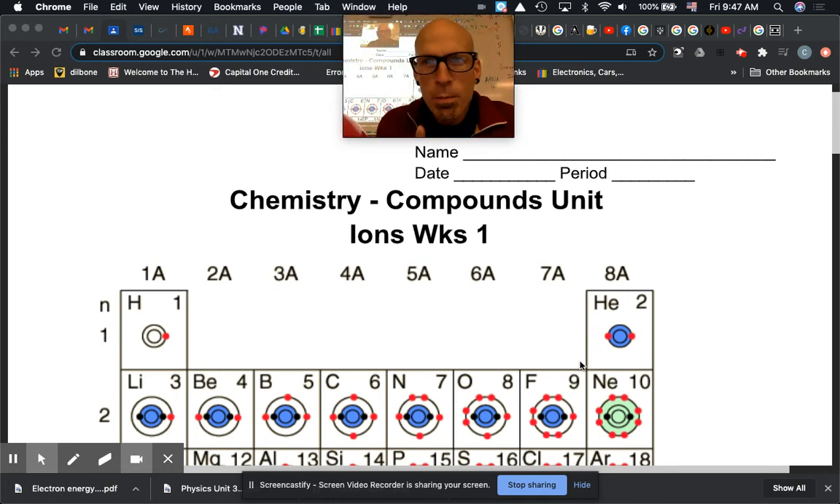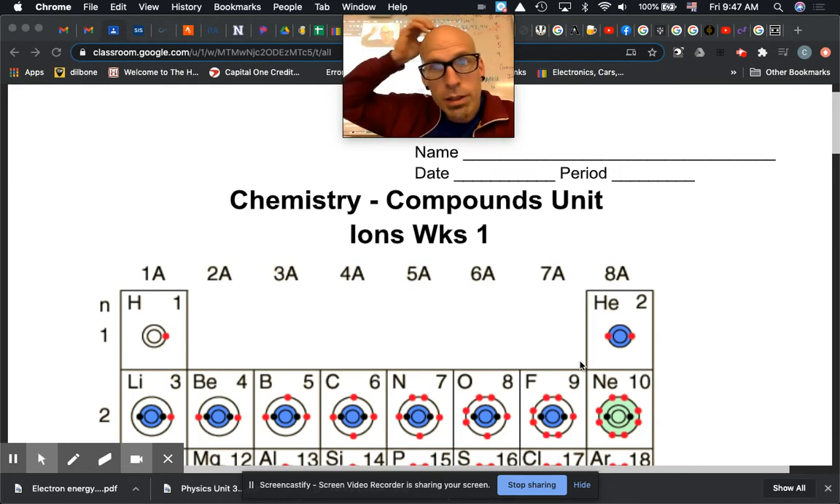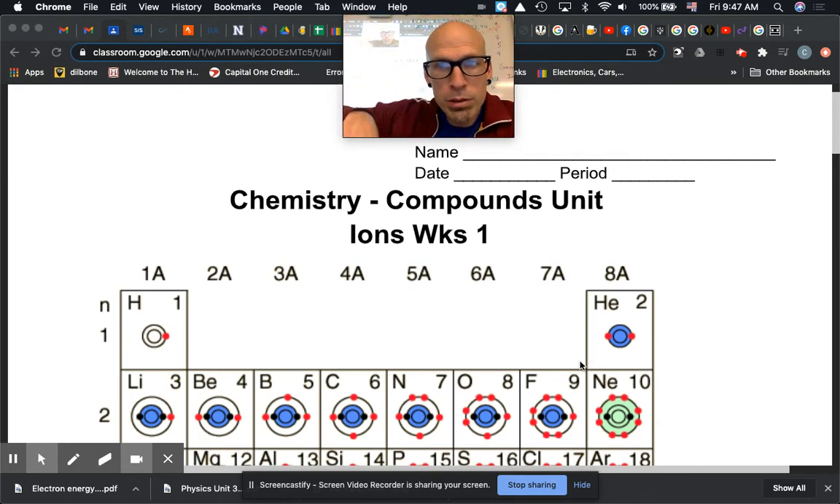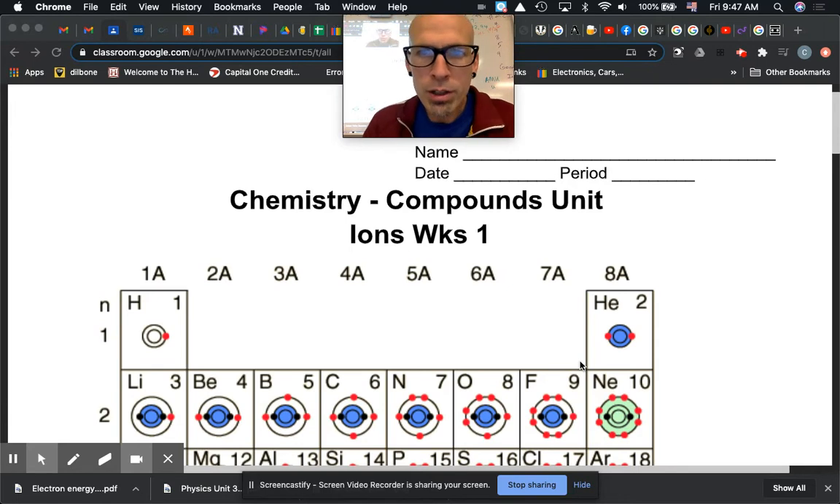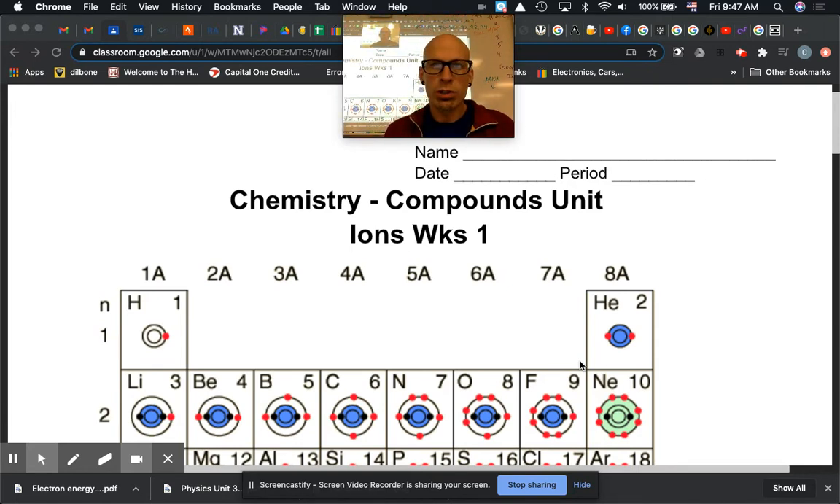Hey, so there is an assignment posted. It is this one, the one you're looking at here, right down below. Chemistry compounds unit, ions worksheet 1.